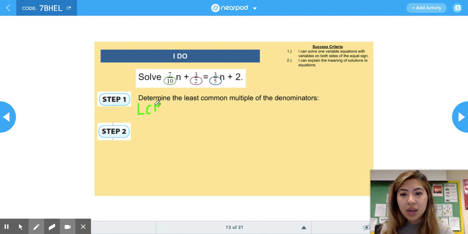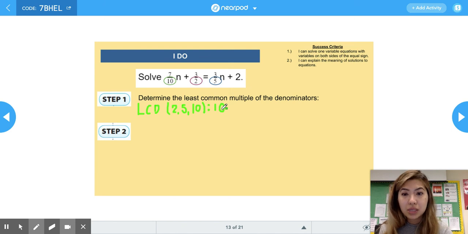So our least common denominator of 2, 5, and 10. So if I skip count by 2, I have 2, 4, 6, 8, 10, 12. If I skip count by 5, I have 5, 10. If I skip count by 10, I have 10, 20. So the smallest number between all of them is going to be 10. So that means my denominator is going to be 10.